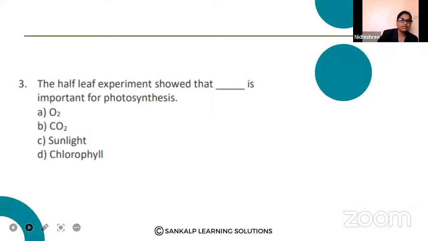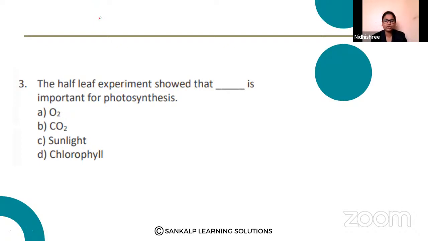Now let us solve some questions again. Fine. So the next question. The half-leaf experiment showed that dash is important for photosynthesis. Oxygen, carbon dioxide, sunlight, chlorophyll. What do we learn from the half-leaf experiment? Oxygen important, carbon dioxide important, sunlight, chlorophyll. What we proved through the half-leaf experiment, they are asking.